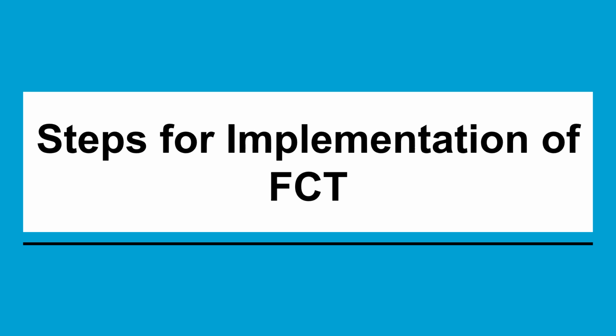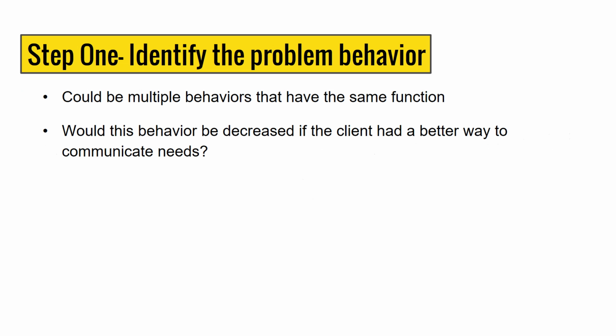Steps for implementation of functional communication training. Step 1. Identify the problem behavior. The problem behavior could be multiple behaviors that serve the same function. This could be aggressive behaviors, self-injurious behaviors, talking out of turn. A variety of things could be happening to serve the same function.